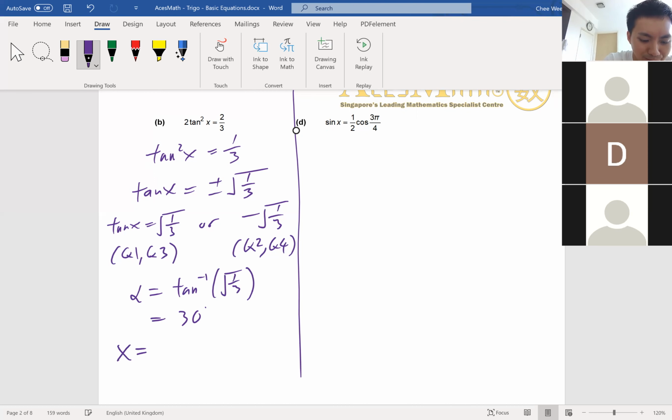So x, what are the possible values of x? X could be 30 or 240. 240 or not 240? Wait. Try again. 210. 210, well done.